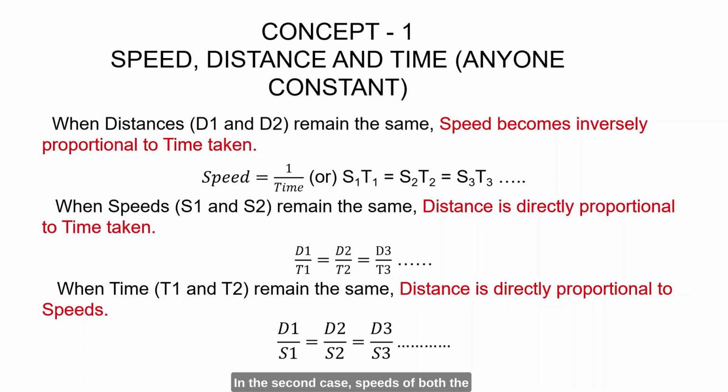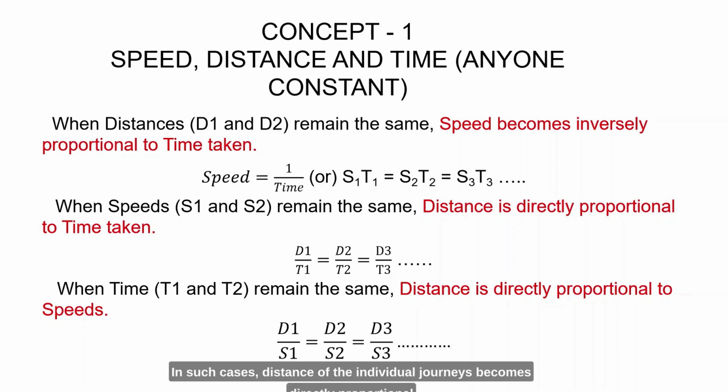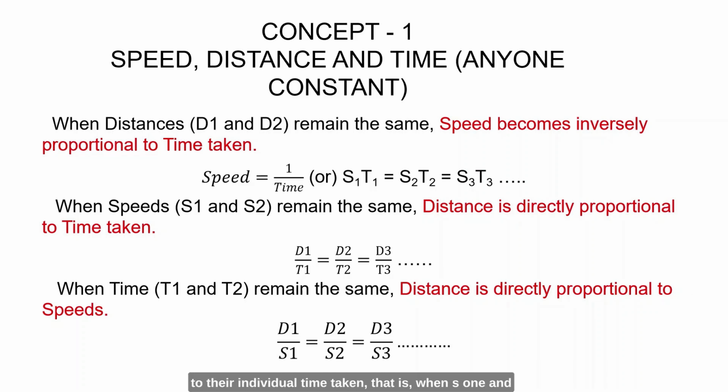In the second case, speeds of both the journeys S1 and S2 remain constant. In such cases, distance of the individual journeys becomes directly proportional to their individual time taken. That is, when S1 and S2 remain equal, then d1 by t1 is equal to d2 by t2 and equal to d3 by t3 and so on. In the third case, when time t1 and t2 remain the same, then distance covered by the individual journeys becomes directly proportional to the individual speeds. That is, d1 by s1 is equal to d2 by s2 is equal to d3 by s3 and so on.